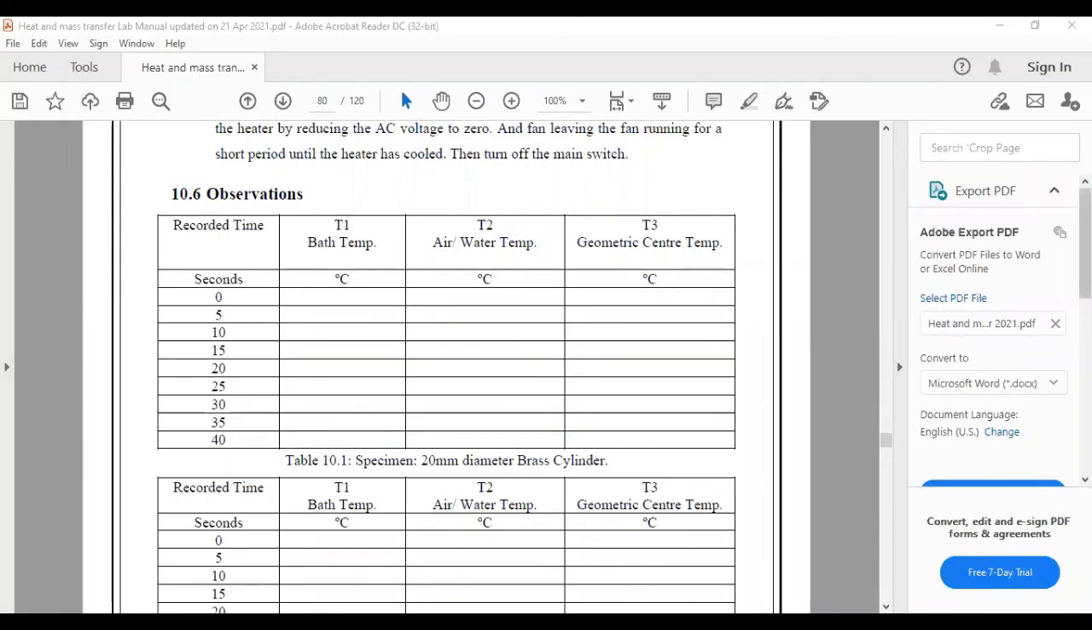Finally, we will draw a graph. We will take the values of time from 0 to 40, or whatever the time interval is, on the x-axis, and against these values of time, we will draw a graph of T1, T2, and T3 on the y-axis. So there will be three curved lines on the graph against the values of time.